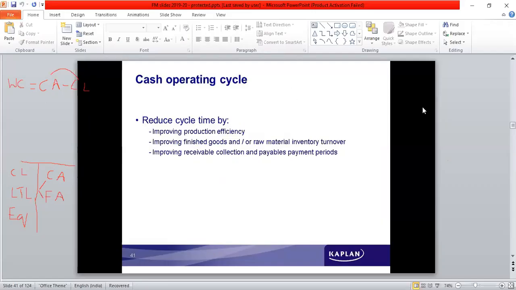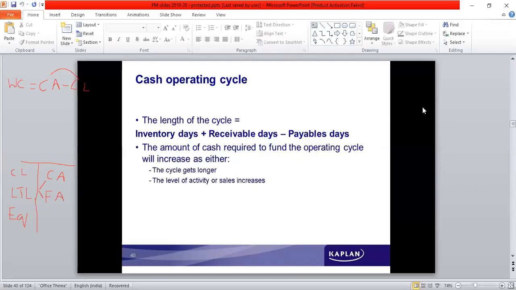How can they improve the cash operating cycle? So the formula says the number of days where the cash is held in inventory plus cash is held in receivables minus the payables days. The next slide talks about how you can reduce the operating cycle. So as long as the cycle period extends, it is a problem for the business. Why is it a problem for the business?